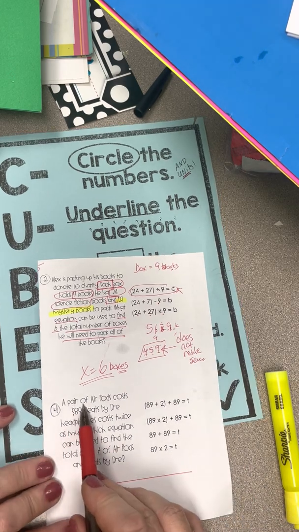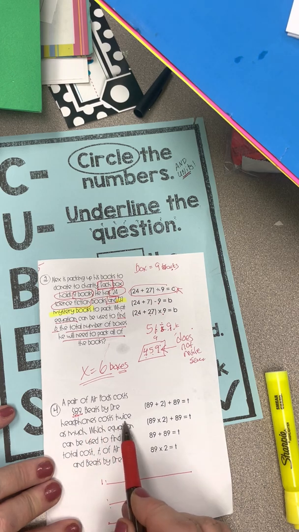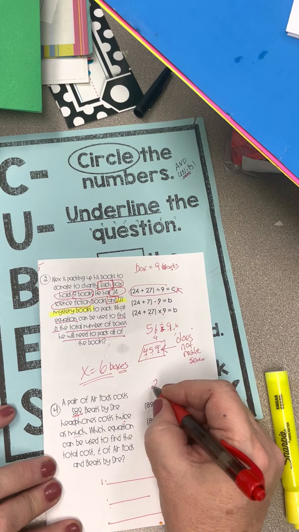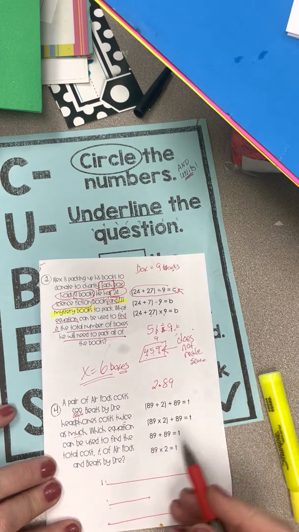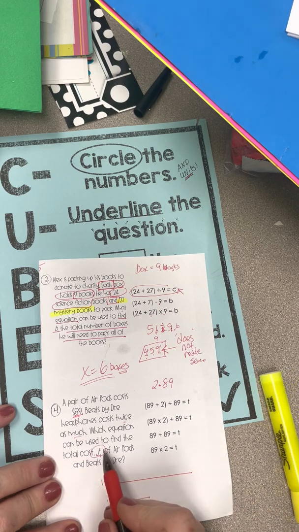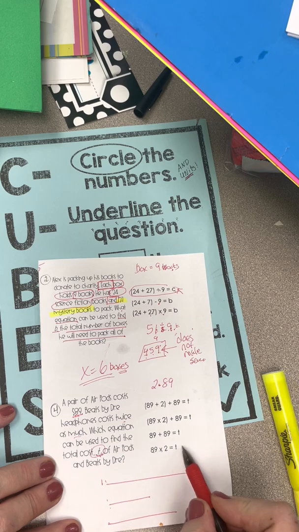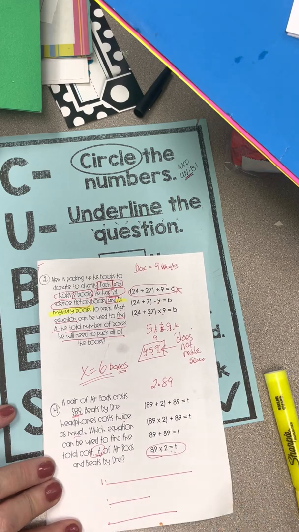Okay, last one real quick. A pair of AirPods costs $89. Beats by Dre costs twice as much. So that's 2 times 89. Which equation can be used to find the total cost, T? Well, everybody stopped here because they said 89 times 2 equals T. Why is that not right?